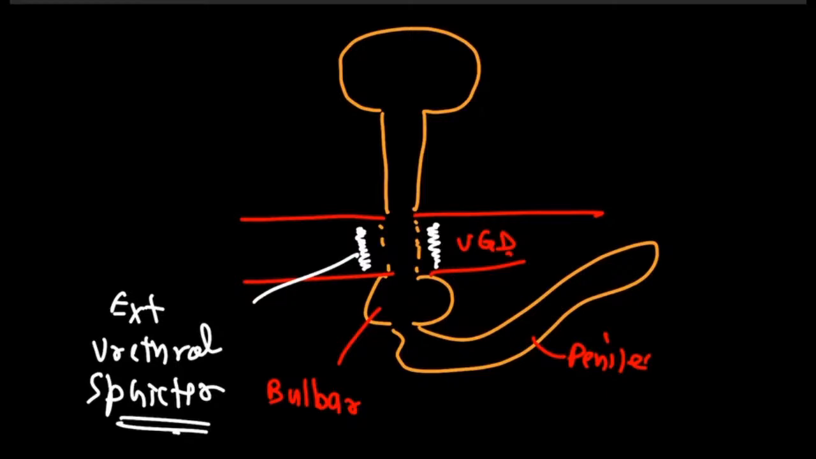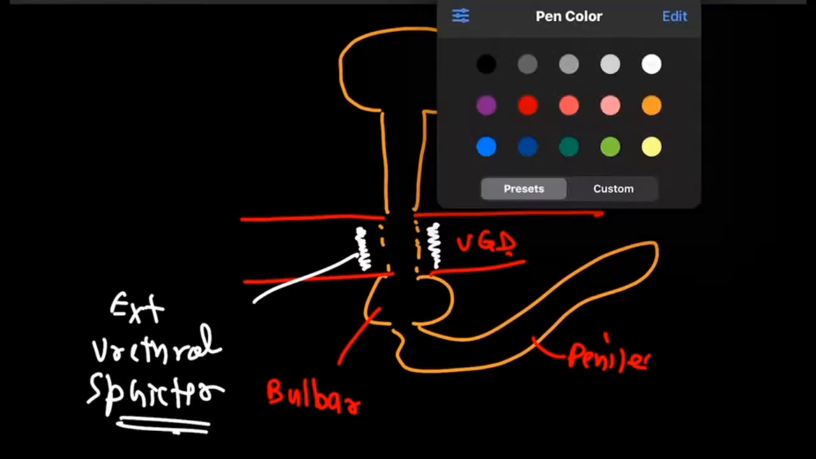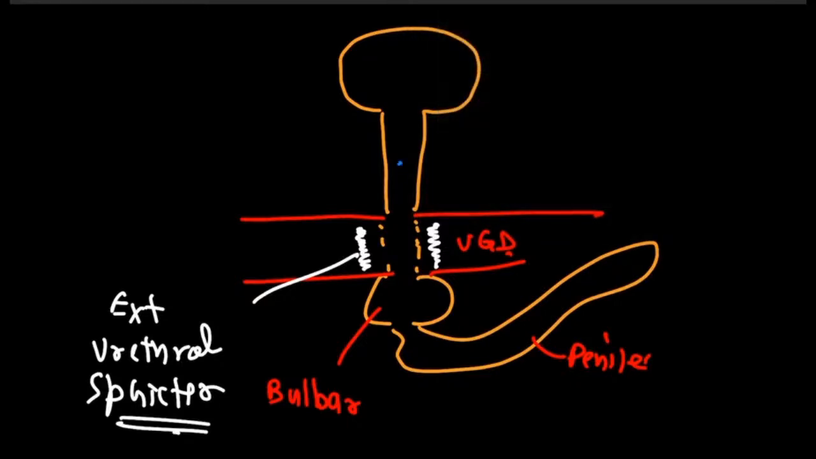No, guys. When you perform a TURP, everything looks like a lumen to you. You cannot appreciate that I am in the prostatic urethra, I am in the membranous urethra. Everything looks kind of similar. But thankfully, we have a verumontanum. The verumontanum is a volcano-like projection which is present in the prostatic urethra. What is the importance of this verumontanum? That the ejaculatory duct opens over here.